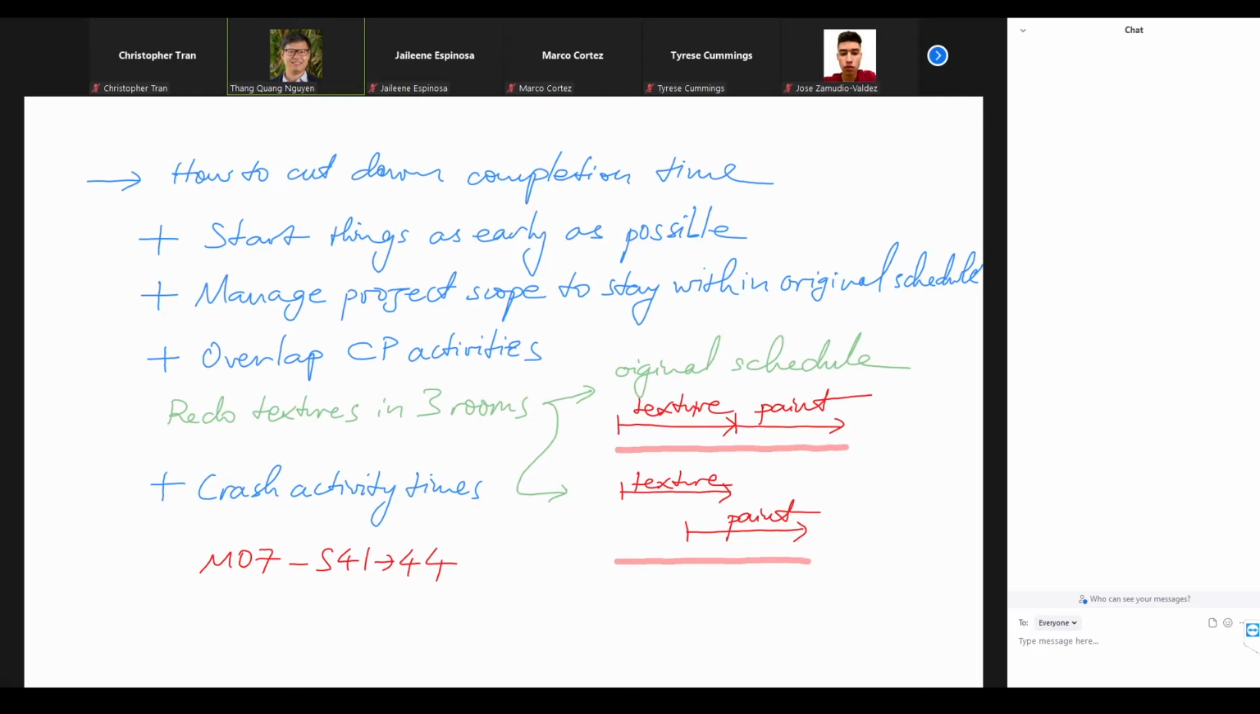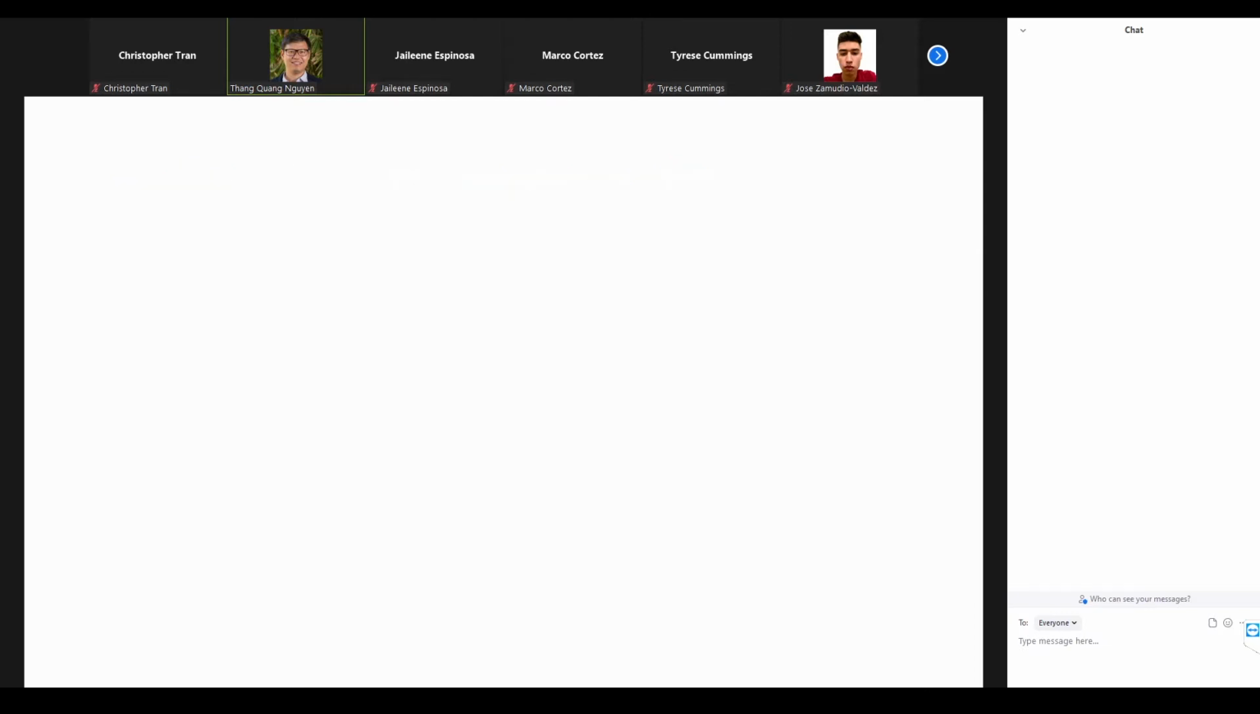And then method number 3 here is we try to overlap the critical path activities to cut down the project completion time. Method number 4 is now for each of the activities, right? We can even cut down the time to finish each activity. And that will help us to crash the project too. Okay, so we are done with that, and I would like to move on to the last topic of module 7.